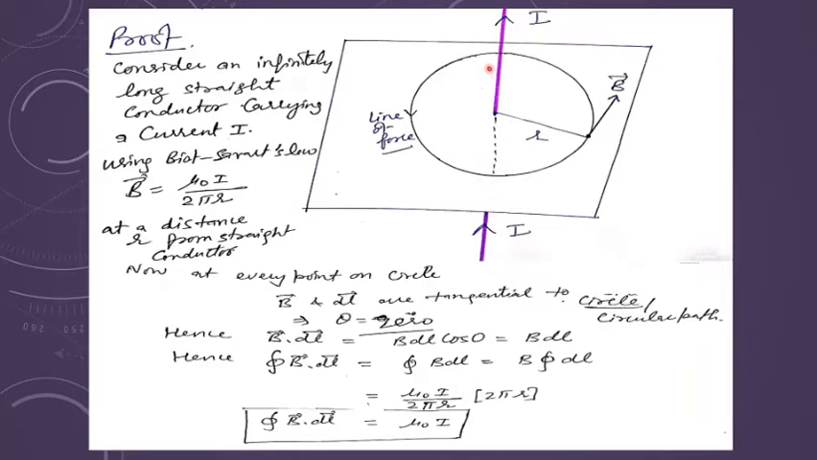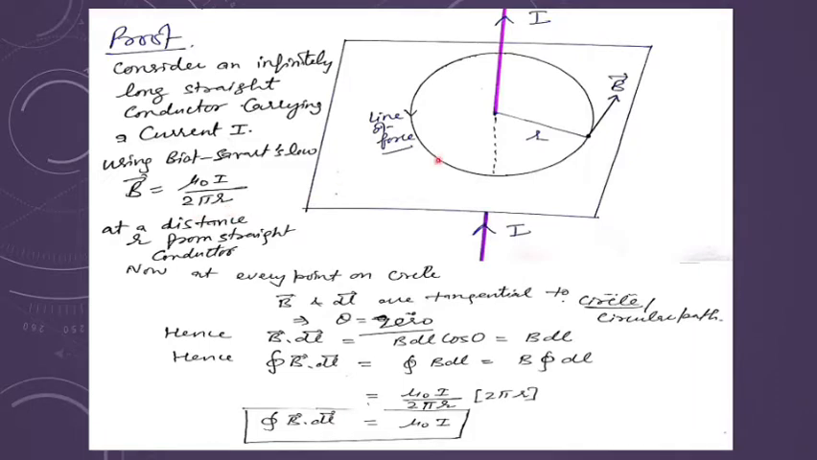This is a wire which is carrying the current, and this loop is the Amperian loop, at a perpendicular distance r from the wire. The magnetic field we can find using the right hand rule, which is tangential at a point, and using Biot-Savart's law, the value of the magnetic field at a distance r is given by mu naught I upon 2 pi r.